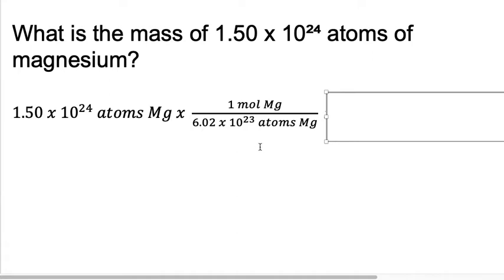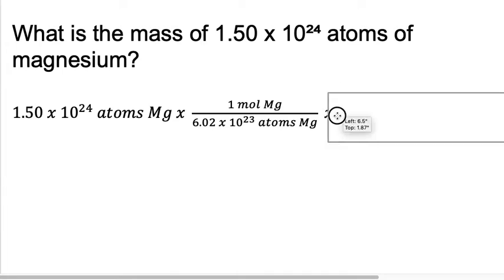It's going to be that same number for any substance. Doesn't matter if it's magnesium or copper or carbon or anything else for a step like that. Now we have one more step, and that's to go from moles to mass. So for this step, I'm going to have grams on top and moles on the bottom.